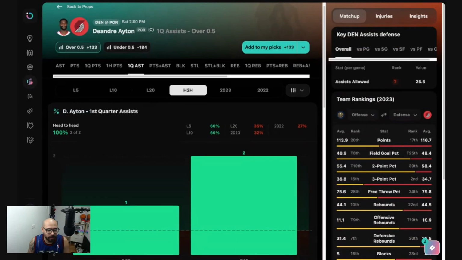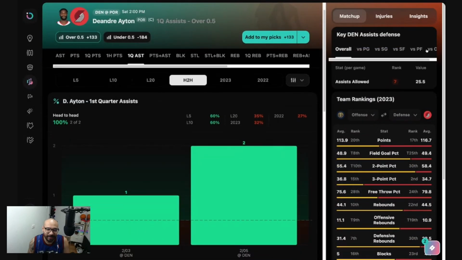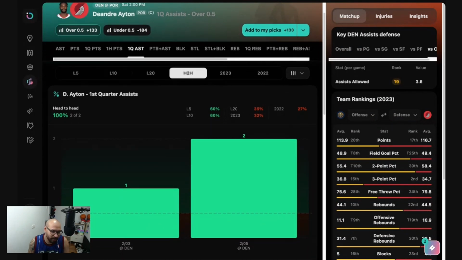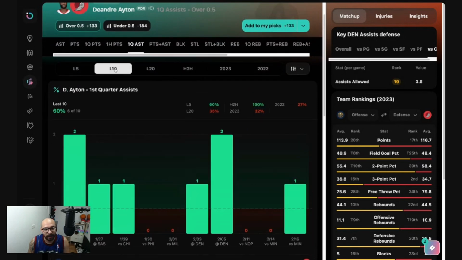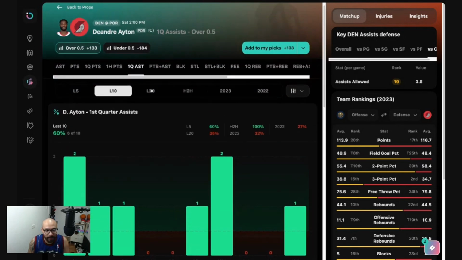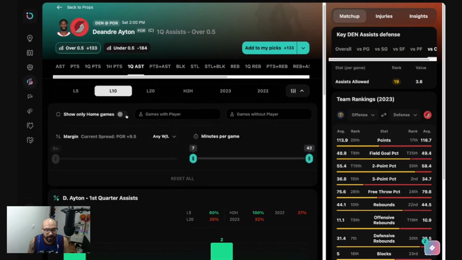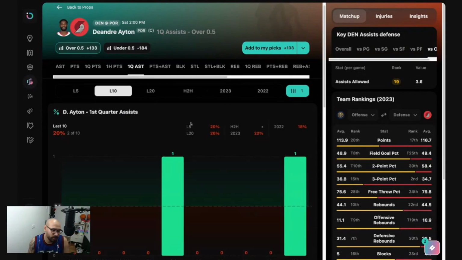1 assist in the first quarter. That's interesting. You can get that for plus 133. He's covered this in his last 2 games against Denver, so that's interesting. And looking at his last 10 games, he's covered it 6 times. Checking his last 10 games at home, he's only covered it 2 out of 10 games.